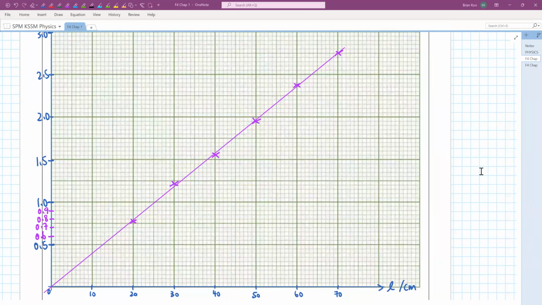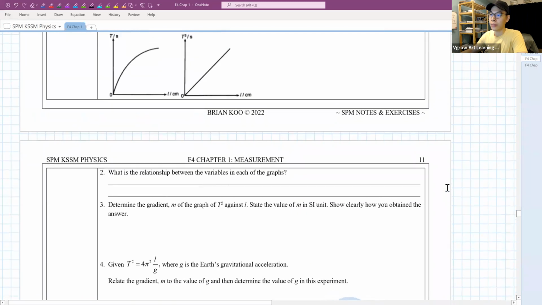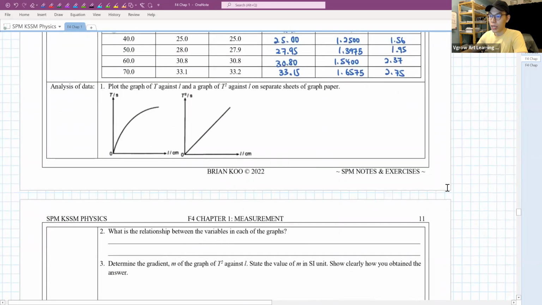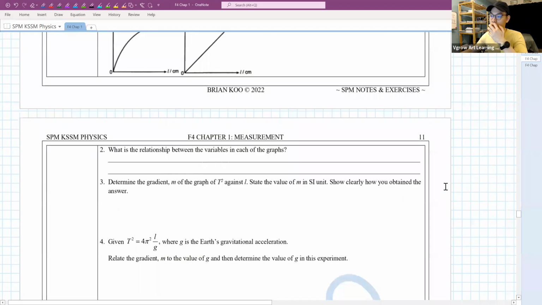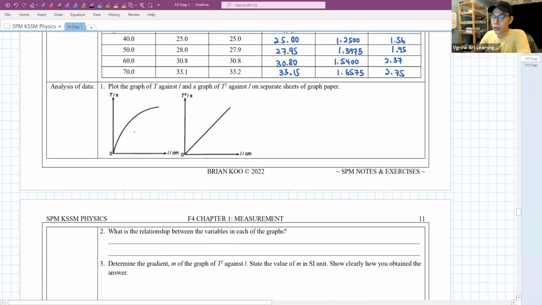Done, teacher. Okay, and this graph is a bit harder, right? Harder than the one just now. So what is the relationship between the variables in each of the graphs? Well, you can look at the 2 graphs on top here. We can say that for number 1, the first graph, t increases non-linearly with L. That's the first graph.